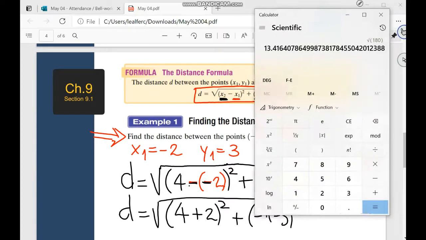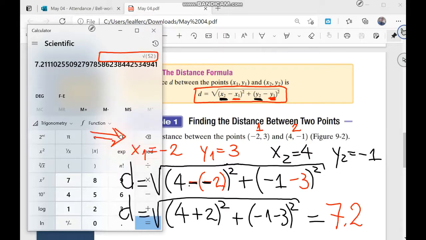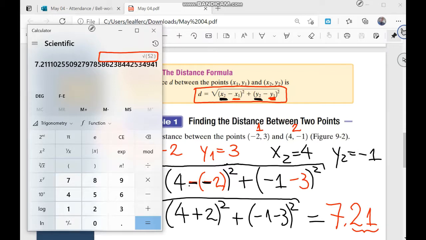Bring the calculator. We're going to use the calculator a lot today. Parentheses 4 plus 2, parentheses squared. Plus parentheses again, negative 1 minus 3, squared, and check if everything is right. It looks perfect, and that is equal to 52. Now find the square root of the whole thing. Square root of 52, 7.21 is the right answer. On the quiz you have to round to 2 decimal places, 7.21.